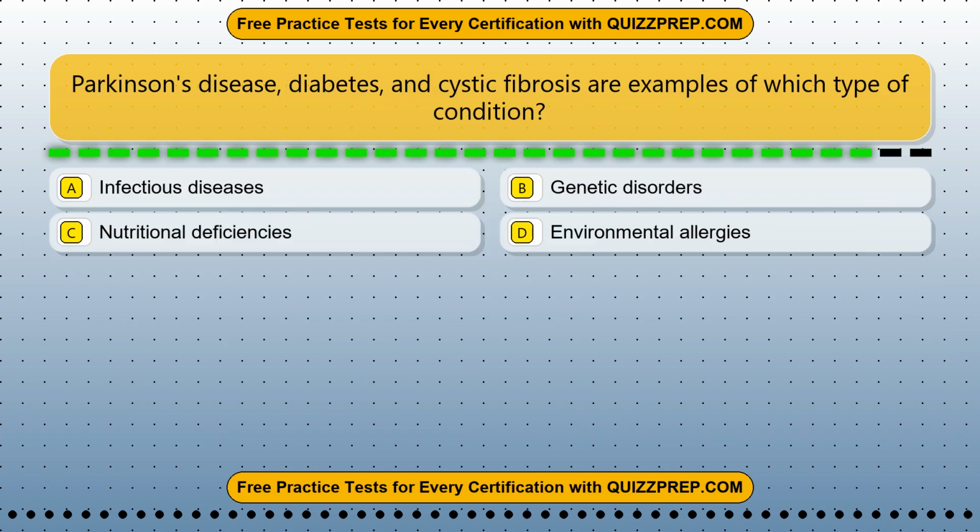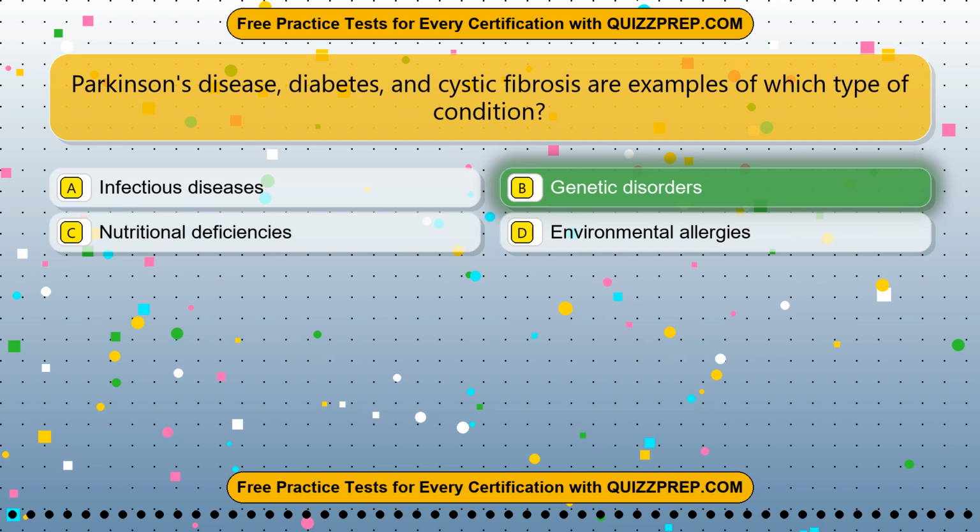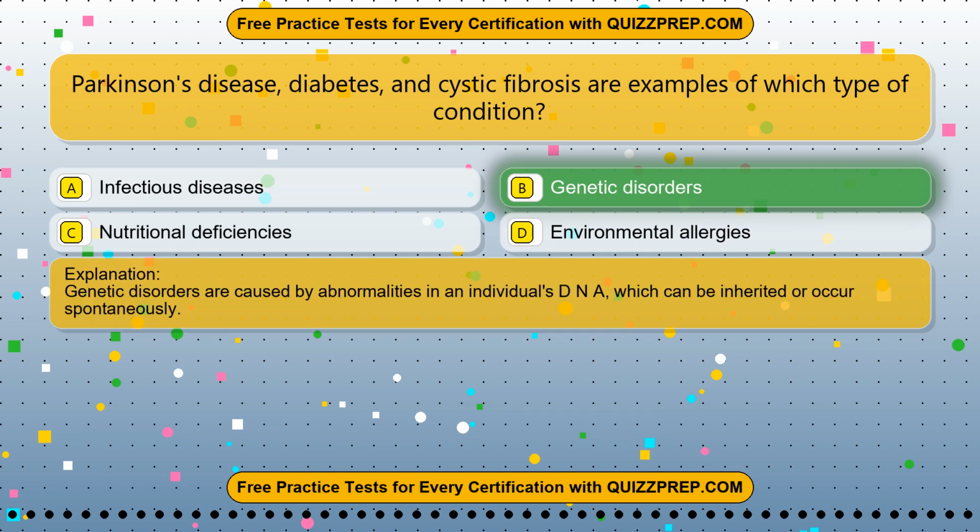Question 33. Parkinson's disease, diabetes, and cystic fibrosis are examples of which type of condition? Option A, infectious diseases. Option B, genetic disorders. Option C, nutritional deficiencies. Option D, environmental allergies. The correct answer is option B, genetic disorders. Genetic disorders are caused by abnormalities in an individual's DNA, which can be inherited or occur spontaneously.